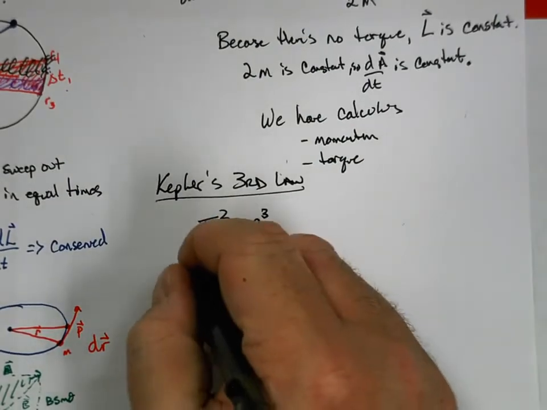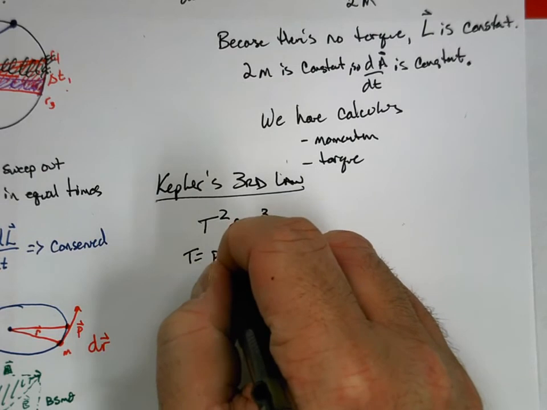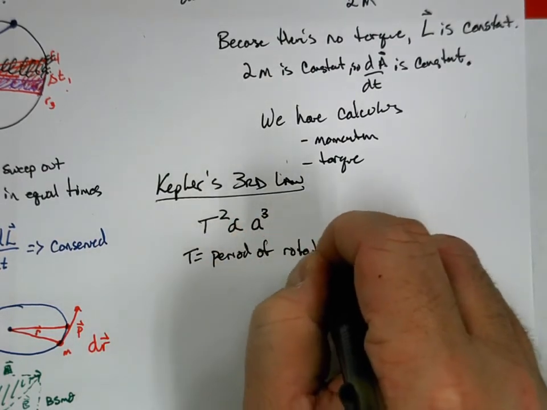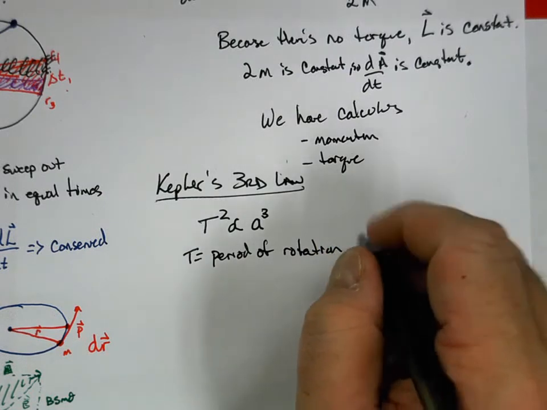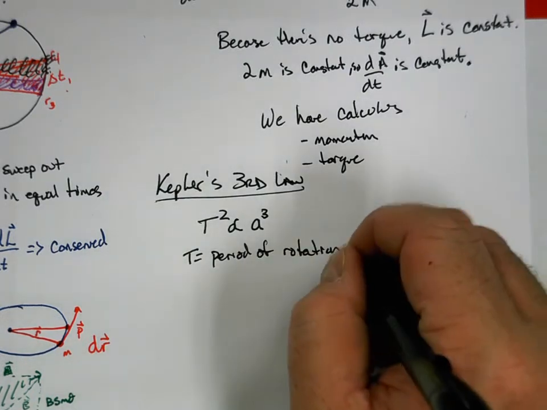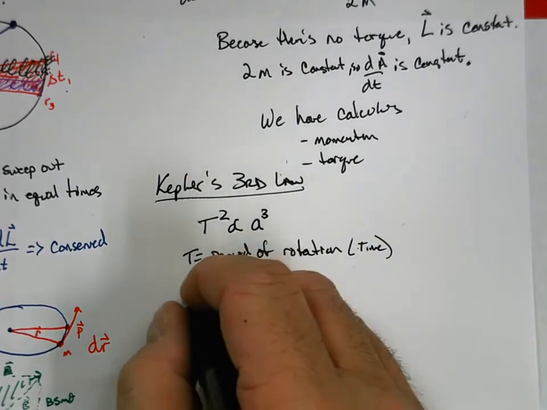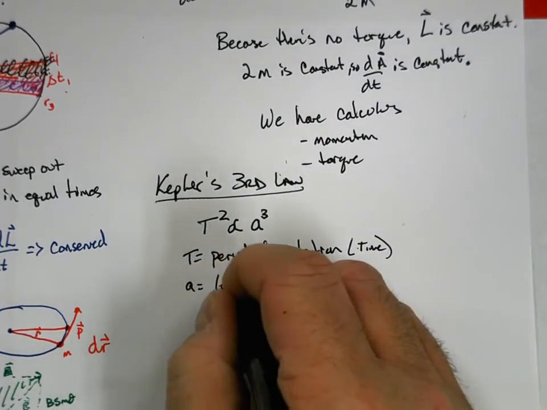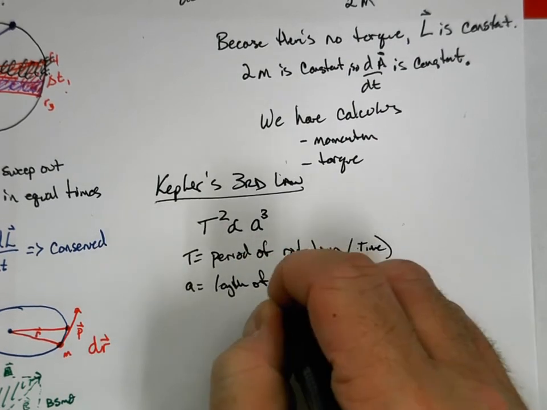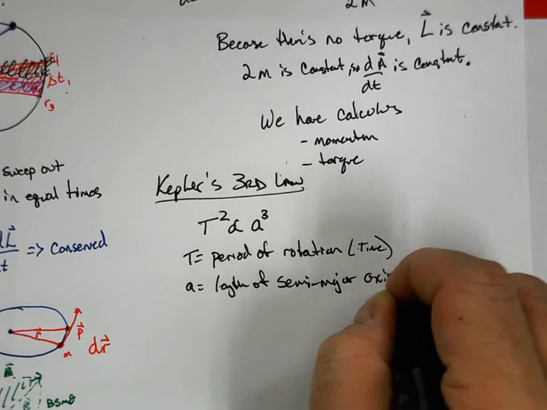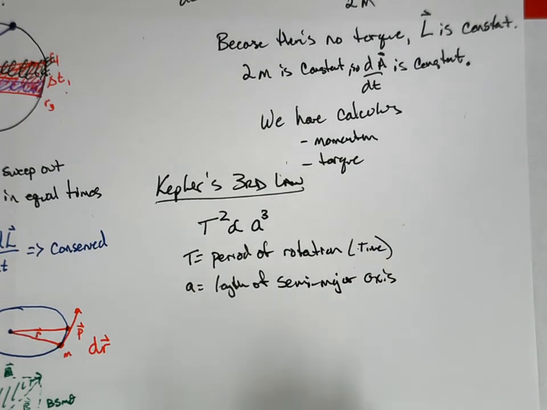Now T equals the period of rotation, in time, in seconds. And a, like I said, is the length of the semi-major axis.